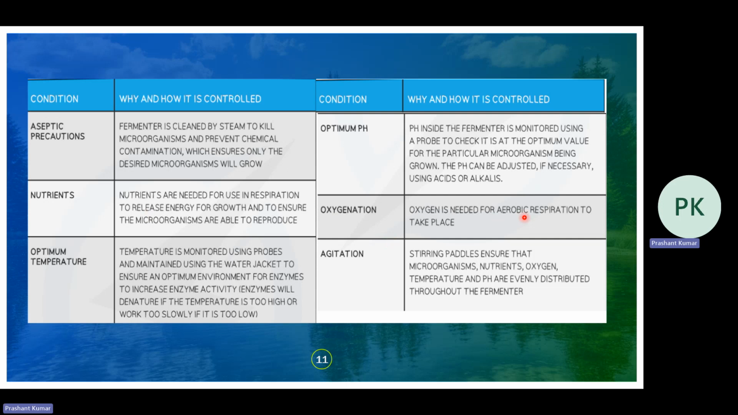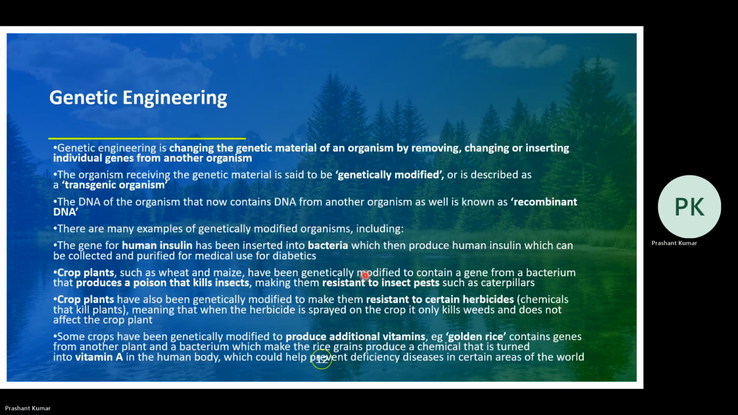Oxygenation. Oxygen is needed for aerobic respiration to take place. Agitation. Sometimes we have to agitate the mixture inside because that agitation will ensure uniform distribution of the media, the nutrients, and the bacteria. Optimum temperature, of course, is a very important parameter because if temperature is not maintained, enzymes are not going to work, and sometimes they get denatured.